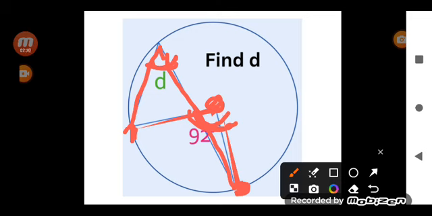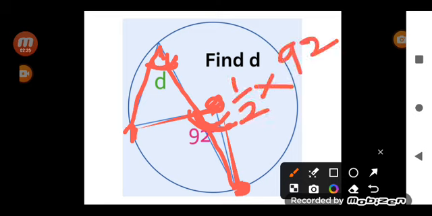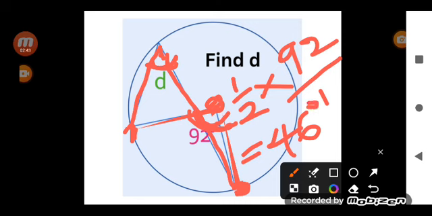In that case, if this is double of this or this is half of this, it simply means that for you to get D, this angle marked D, it will be just half of 92. And half of 92, as you know, is 46. So angle D is 46 degrees. That's what you're going to have here. 46 degrees, and that's the simple answer to this question.